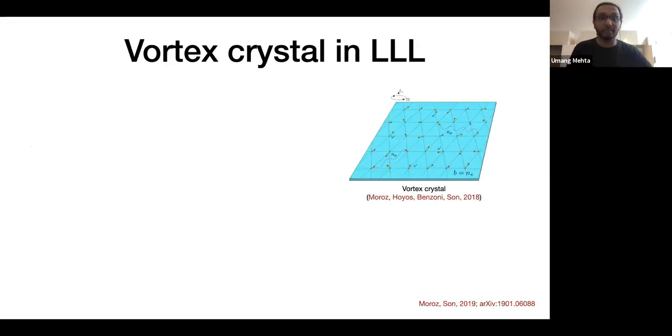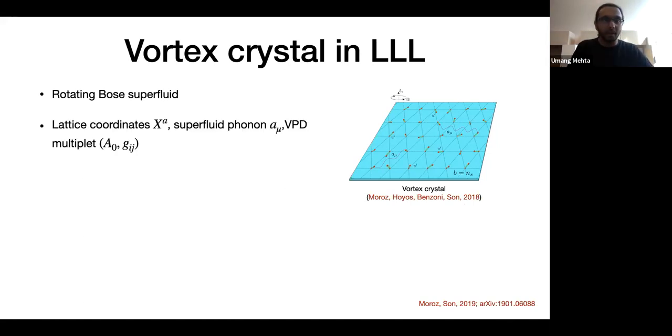A third system is that of a vortex crystal in the lowest Landau level. Something like this is obtained, for instance, in a rotating Bose superfluid, where you take a superfluid and rotate it with a very high angular velocity. The angular velocity behaves like a magnetic field for the superfluid, for which I will refer you to these papers. And we end up getting a vortex crystal in the lowest Landau level.